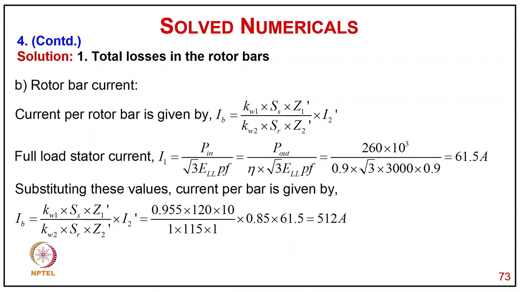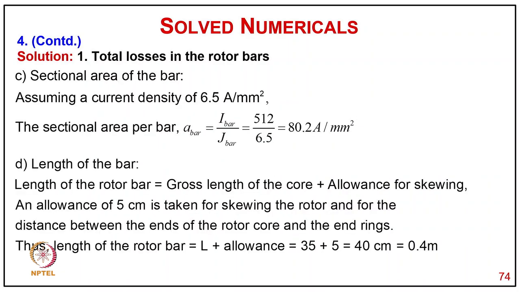So now coming to rotor bar calculation, with the relation, putting the value of I1, calculating 61.5. Putting the value of I bar, it comes typically 512 ampere. Now coming to the sectional area of the bar, considering the current density of 6.5 ampere per meter square because of better cooling of the rotor.